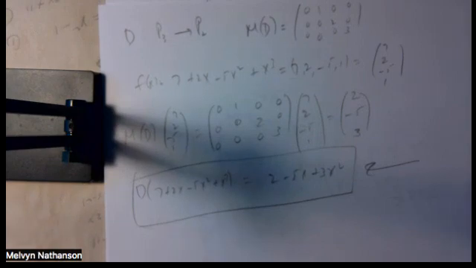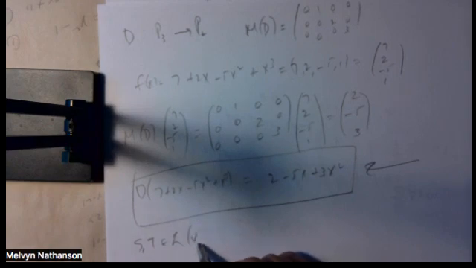Now, suppose I have two linear maps, S and T, linear maps from V to W. Then S plus T is another linear map from V to W. And one can check that the matrix for S plus T, the matrix for the sum of two maps, is the sum of the matrices for the maps.